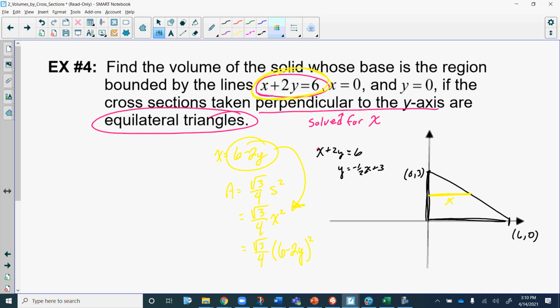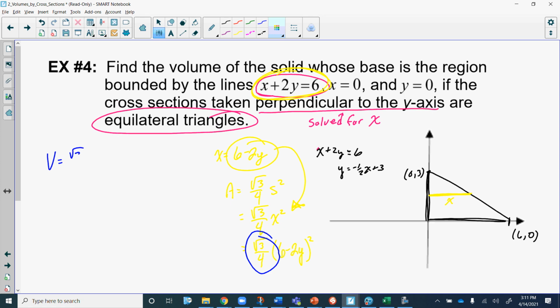So that is going to represent the cross-sectional area of the equilateral triangle horizontally based off of the y-axis. And in this case, we can go ahead and see what we're going to get for the volume. So let's get our volume expression going. And just like what we've seen in previous problems, the constant, the radical 3 over 4, I'm going to pull that out.